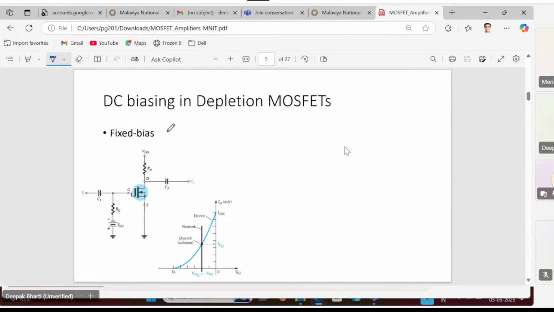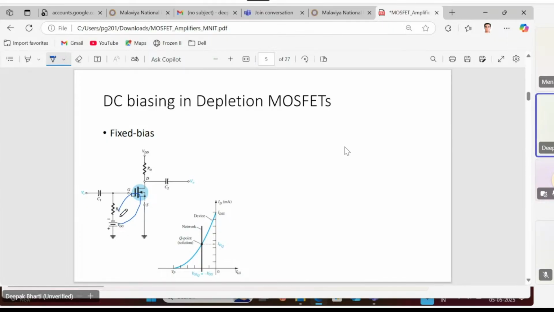Here we know that in the gate terminal there is no current for the MOSFETs. The reason being there is oxide. Though leakage currents will be present, as far as circuit analysis is concerned, we have to ignore the leakage currents, and we will assume that no current flows in the gate terminal. So if I write the KVL equation in the input loop, what will that be?